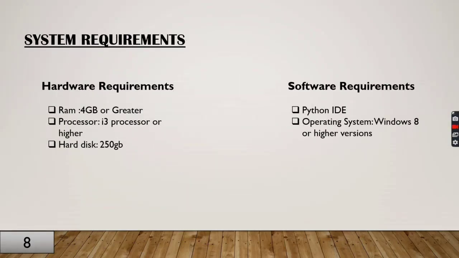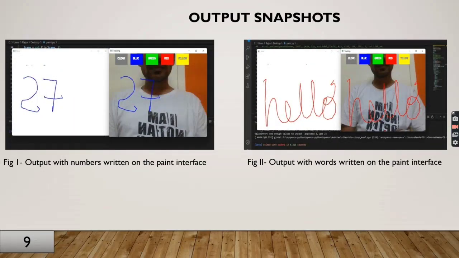The basic system requirements are: hardware would be 4 GB or greater of RAM, more than an i3 processor, a hard disk of more than 250 GB, and the software would be a Python IDE and an operating system of Windows 8 or higher. So these are the output snapshots.